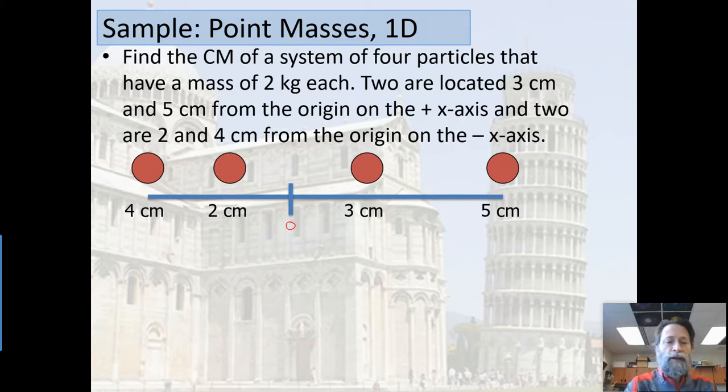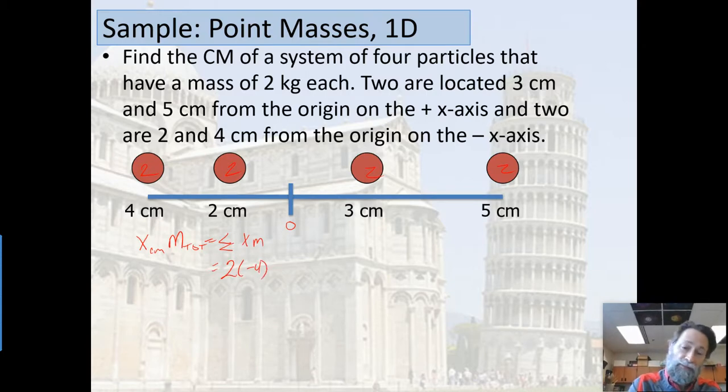So think through then. If you remember, we said that the center of mass, xcm, times the total mass is going to equal the sum of all of the xm's, right? So I can look at that and say, well, if each of these has a mass of 2, 2, 2, and 2, I'm going to say 2 times -4, mass times position. Negative because I'm going to the left there, plus 2 times -2, plus 2 times +3, plus 2 times +5.